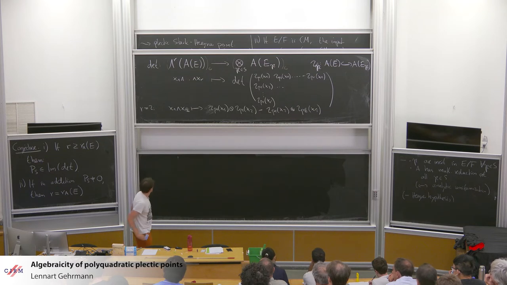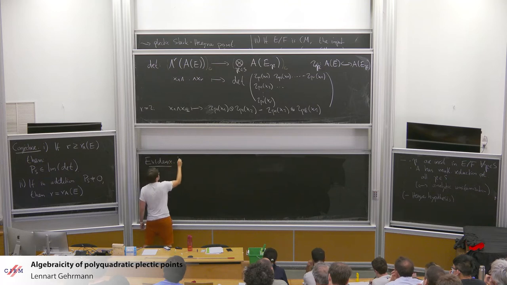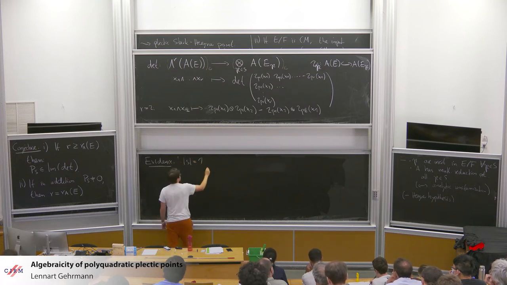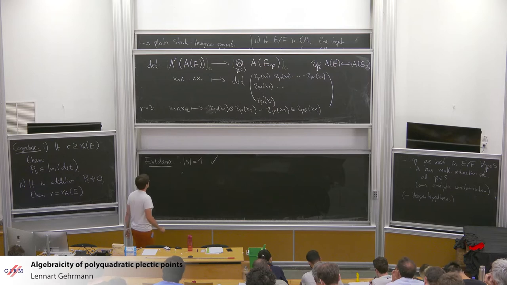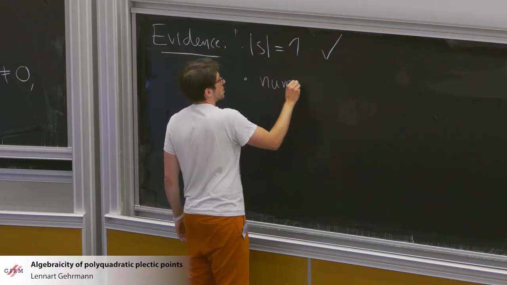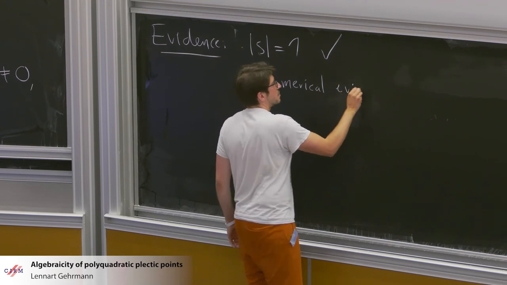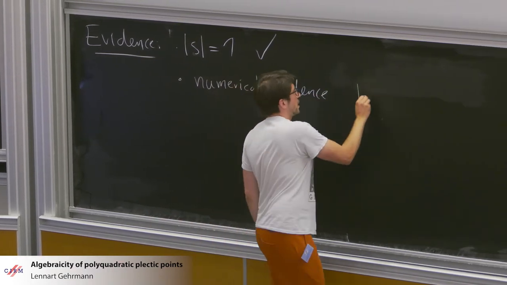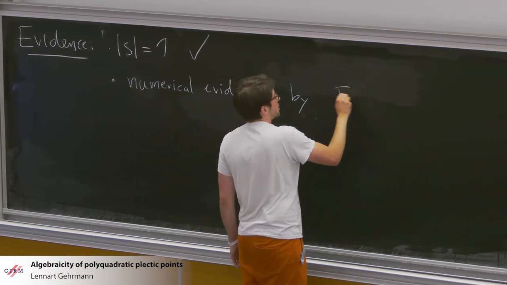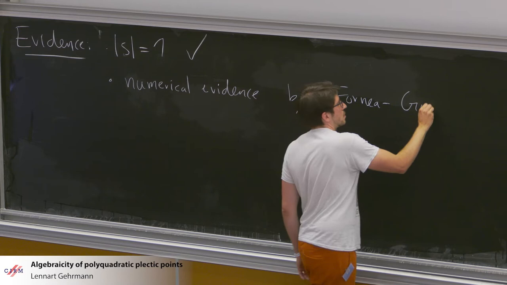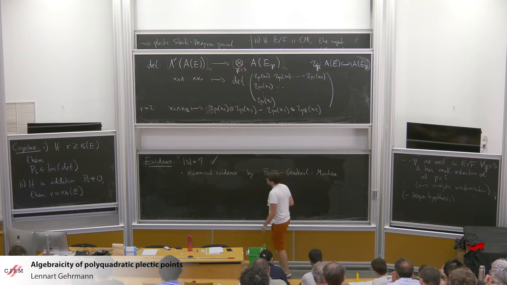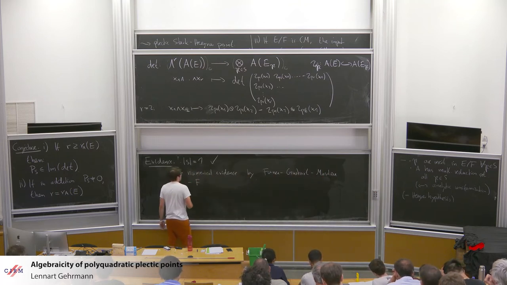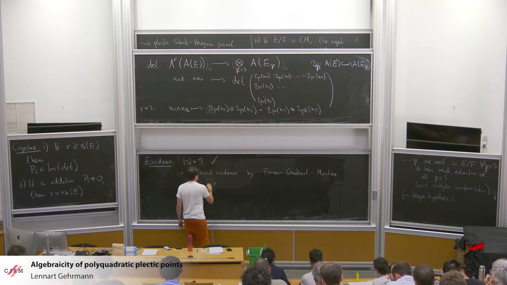Okay, so what's the evidence? So first of all, if S just consists of a single element, I already said this is the classical theory of Heegner points. Then there is numerical evidence by Fornea, Gehrmann and Masdeo. They work in the situation where F is real quadratic.